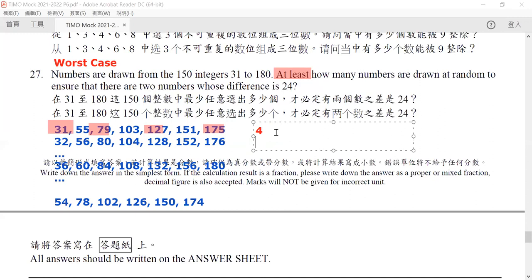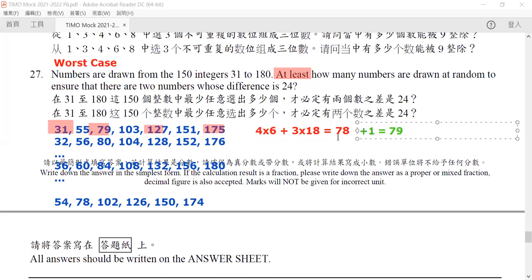So in total it will be equal to 4 times 6 plus 3 times, because it's 31 to 54, it will be equal to 24 of them. 24 of them minus 6 of them will be 18, and hence it will be 4 times 6 plus 18 times 3, which is 78. But 78 is the worst case scenario, so we know that we need to add 1 here. So our answer will be equal to 79. 79 is our answer for our question 27.